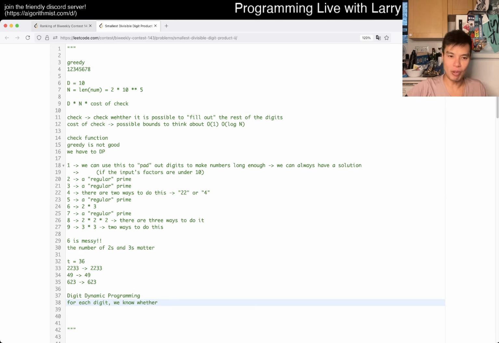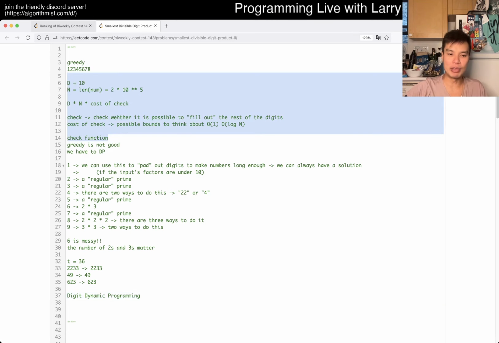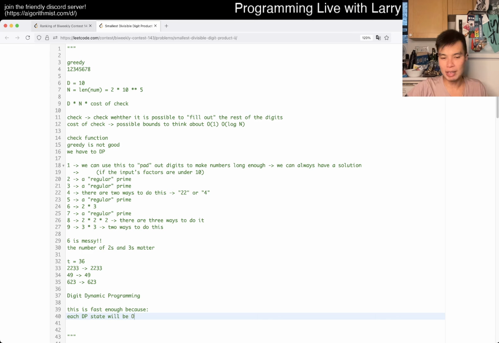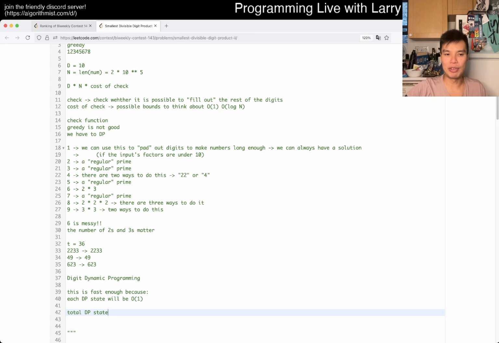We just basically walk this entire thing the same as we have here, except that in a greedy way, we just use digit DP to check whether it's satisfied. And the reason why this is fast enough is because each DP state will be O(1) after you calculate them. The total number of DP states, we'll go over in a sec. And this is where we notice that we only care about 2, 3, 5, and 7, right?